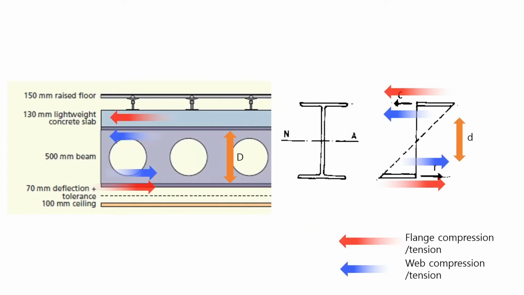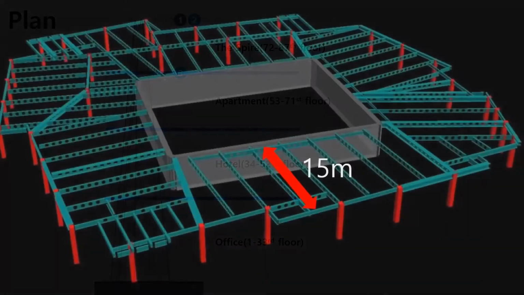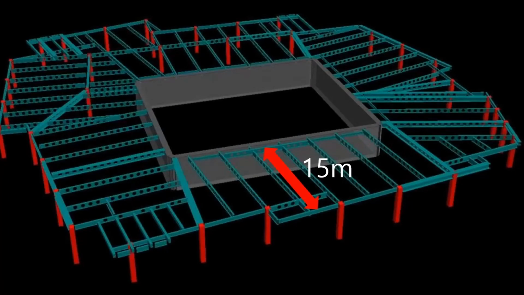The web is very long, 500 mm, so the second moment of inertia is big. And the beam is a composite beam. In the compression area, concrete takes stress together, so the compression strength becomes bigger. Therefore, a 50-meter long beam without columns could be made.